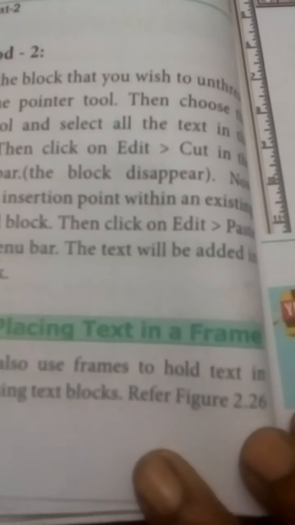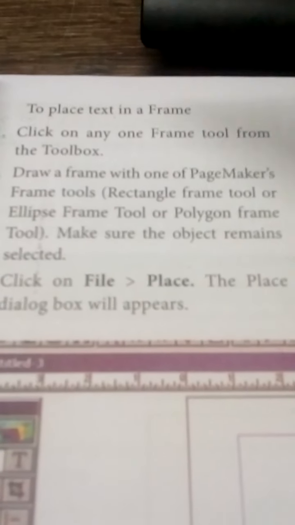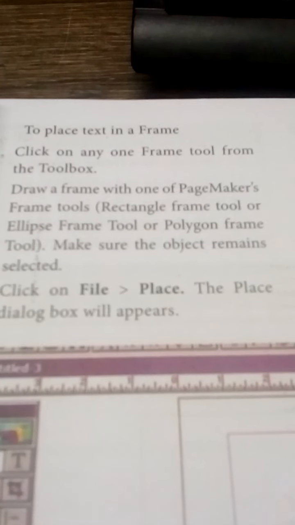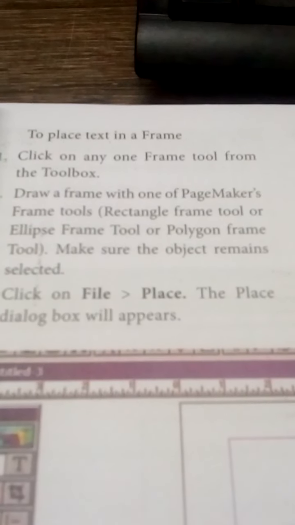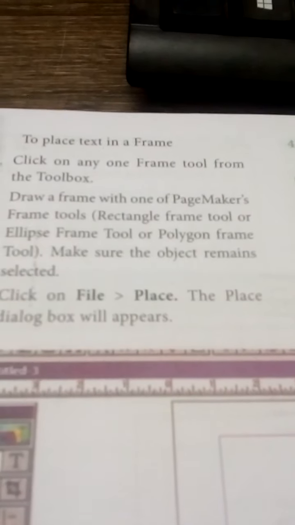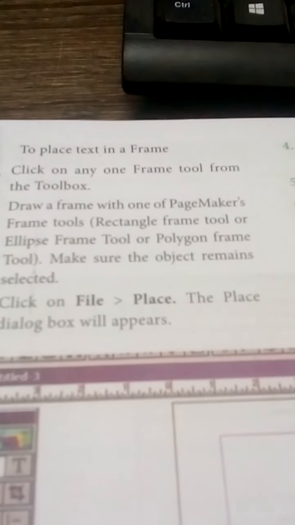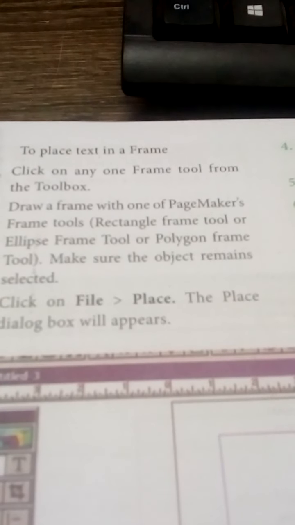Next heading is placing the text in a frame. What are the steps we need? Click on any one frame tool from the toolbox. Draw a frame with one of the PageMaker tools: the rectangular frame tool, the ellipse frame tool, or the polygon frame tool, any one. Make sure, then click File, Place.